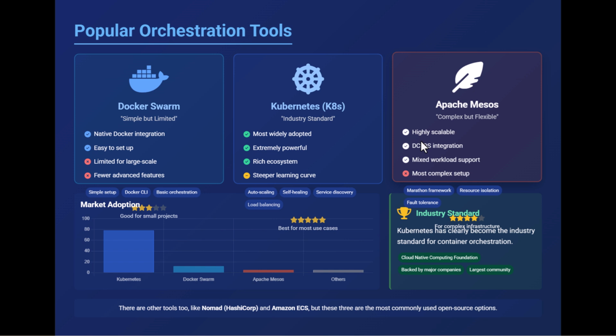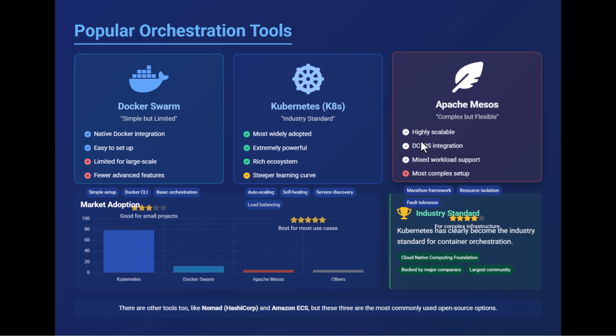And the summary is, who should use what? Docker Swarm: simple projects, dev or test, or smaller deployments. Next is Kubernetes. Most teams use it for production workloads, cloud native apps, and scaling needs. And Apache Mesos: enterprises with custom or hybrid workloads, including big data.